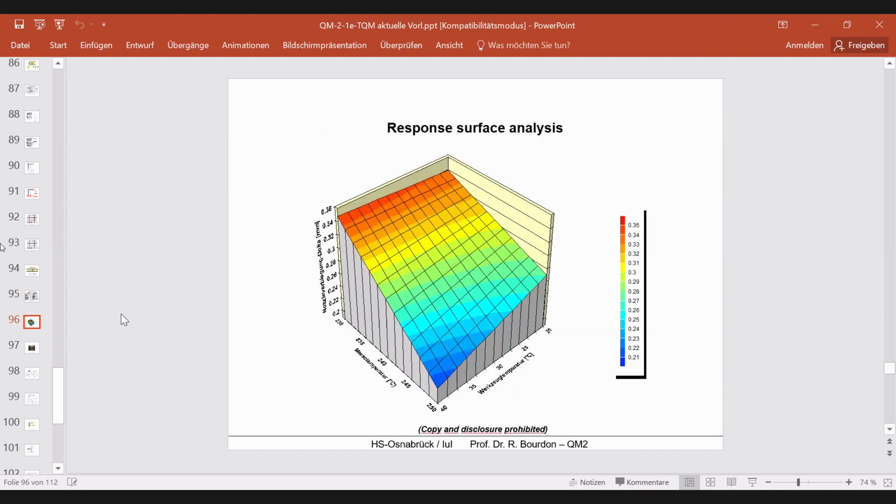Well, there is a lot of software on the market to do these optimizations. This is only an example here. Here you see these 4 machine settings at the edges of this area. And what you see here is the response surface of this DOE. So there are a lot of software products on the market for DOE analysis.